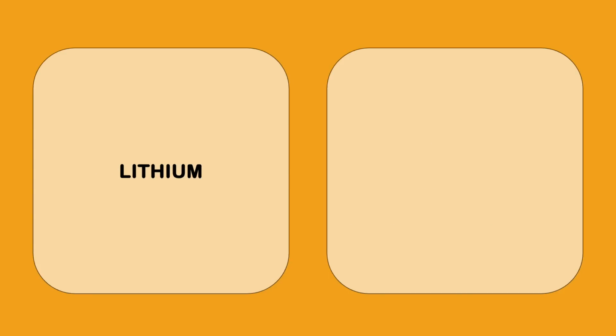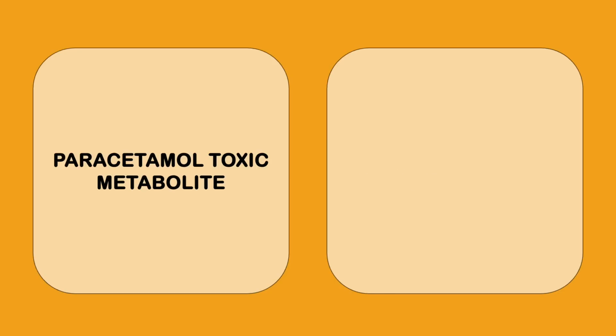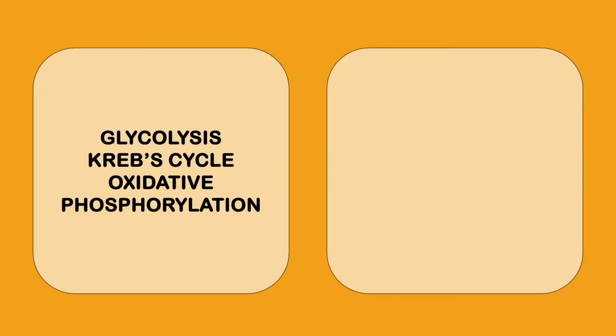Lithium, the side effect is nephrogenic diabetes insipidus. Nephrogenic diabetes insipidus is lithium. Paracetamol, toxic metabolite. They might ask you what is the toxic metabolite in paracetamol overdose, and that is NAPQI. NAPQI is the toxic metabolite, and the antidote for paracetamol overdose is N-acetylcysteine.